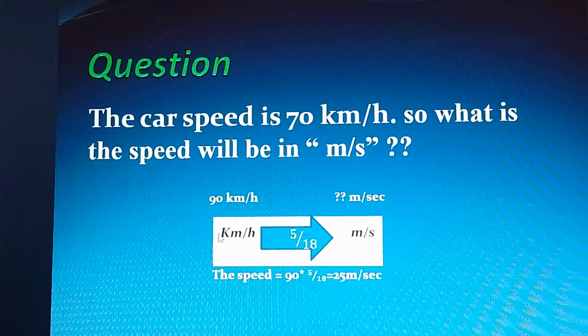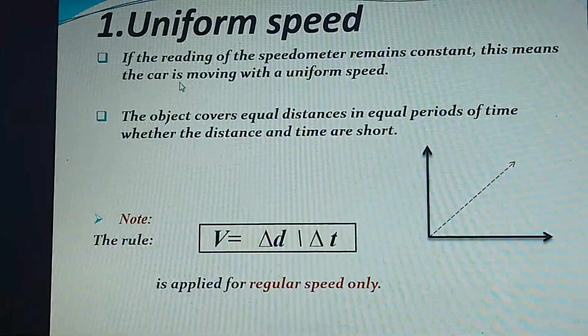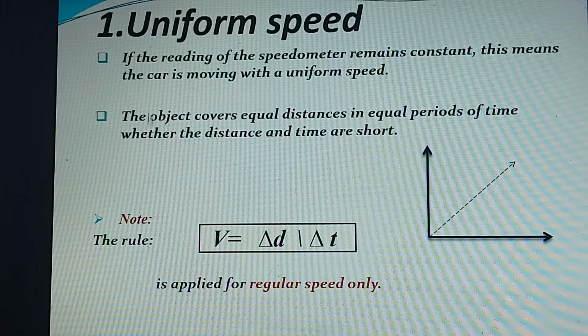Another 70 equals 20. Uniform speed: the reading of the speedometer remains constant. This means that the car is moving with uniform speed. Okay? The object covers equal distance in equal periods of time. We observe the two words "equal". If one of them is unequal, it is irregular or non-uniform.